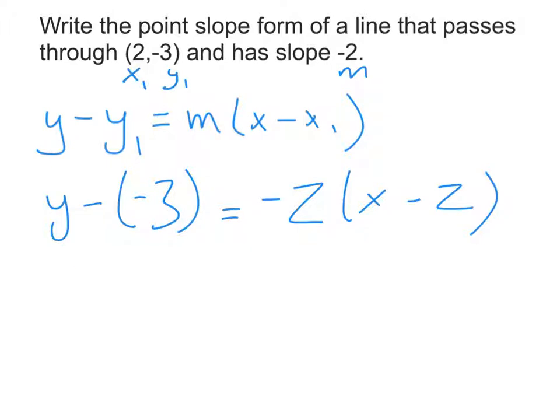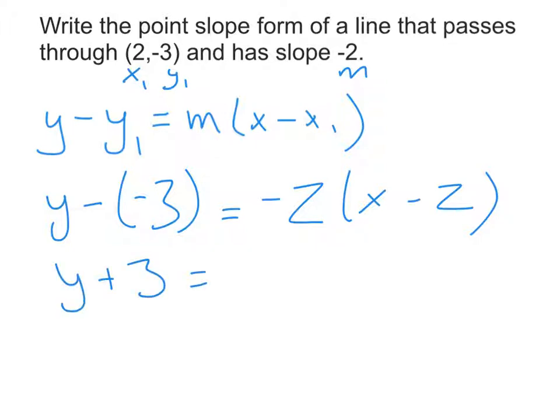Now if you want to take this equation and make it a little bit more useful, you can actually solve it for y to get it back into y equals mx plus b. So to solve it for y, we just need to get rid of this minus -3, move it over, and distribute this 2 through. I'm going to do that in a couple steps. First of all, y minus -3 would be the same thing as y plus 3.